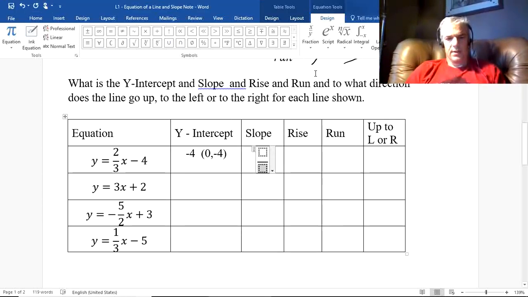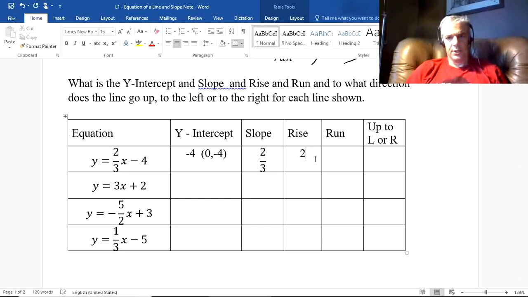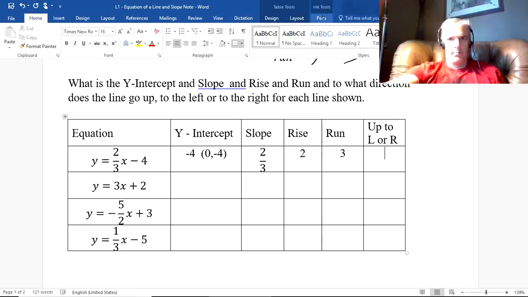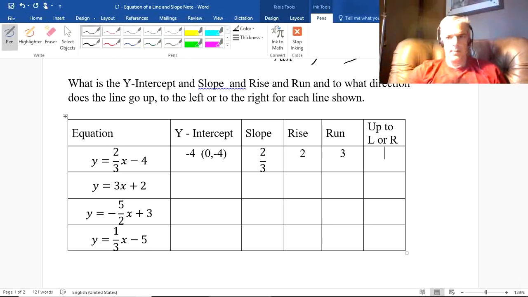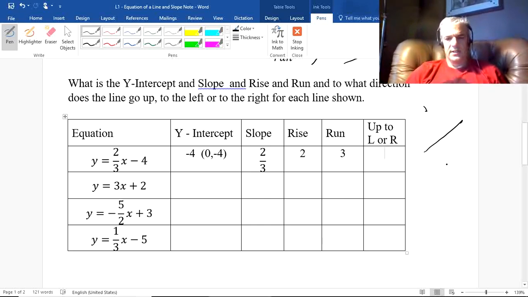The slope is going to be 3 over 2, and it's a little slow writing this in, where the rise is the number on the top, which is 2, and the run is the number on the bottom, 3. And if the slope is positive, that means the slope is going to, I'm just going to use my pen again. That means the slope is going to go like this. It's going to go up to the right. And so we just say R here, up to the right.